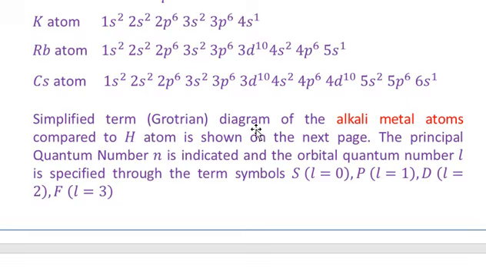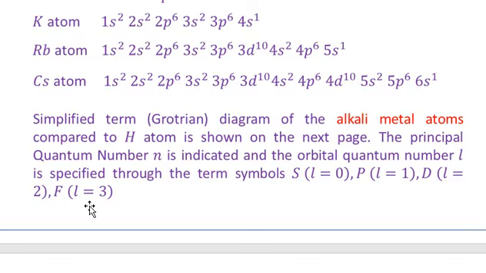The simplified term or Grotrian diagram of the alkali metal atoms, compared to the hydrogen atom, is shown on the next page. The principal quantum number n is indicated and the orbital quantum number L is specified through symbols. When we use a capital S term, the orbital quantum number is 0. For the capital P term, L is equal to 1. For the D term, the orbital quantum number is 2. For the F term, it is 3.